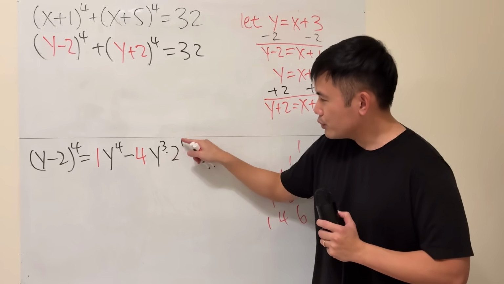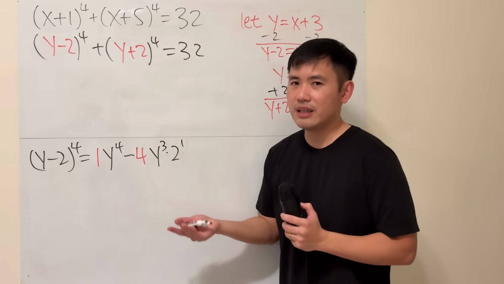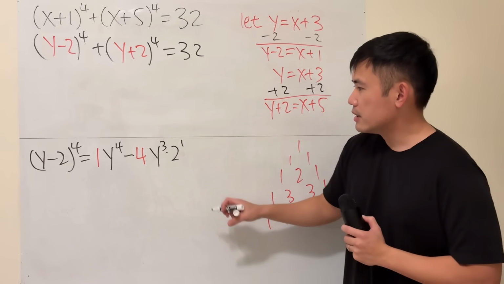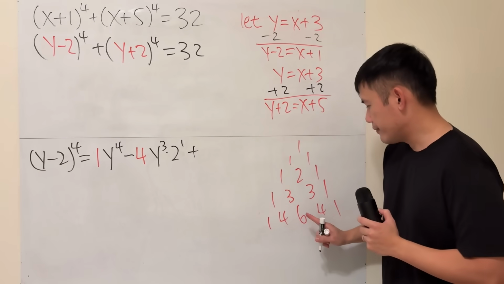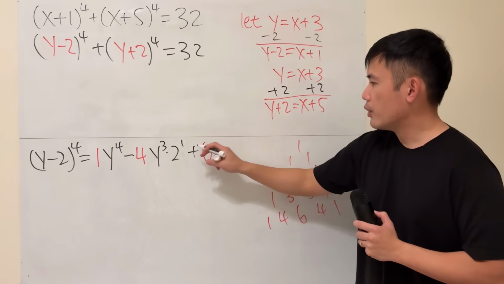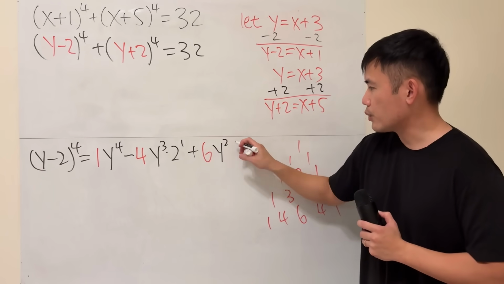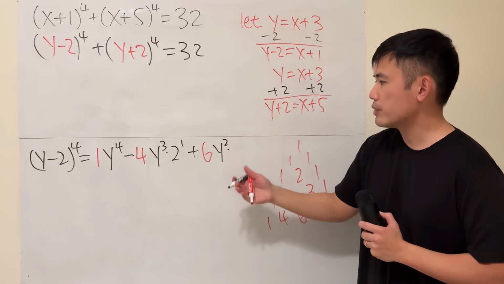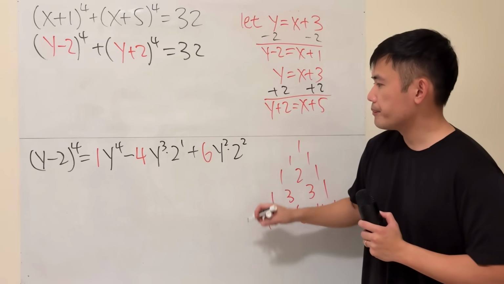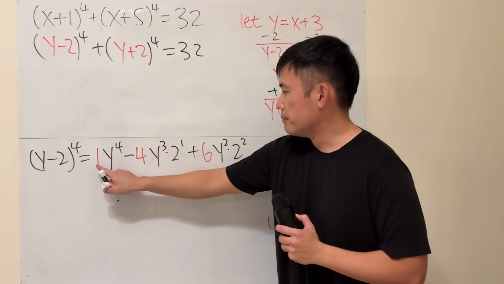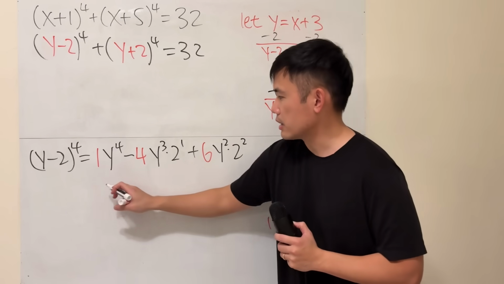If you put negative 2 to the first power, then this would be a plus. So it depends how you want to do it. Anyways, continue. Next, we have this coefficient, which is 6. The power of y goes down by 1, so y squared. And the power of 2 goes up by 1, so it's 2 squared.